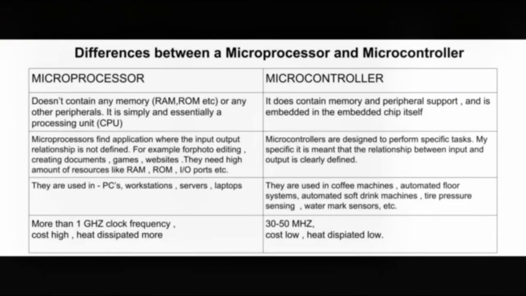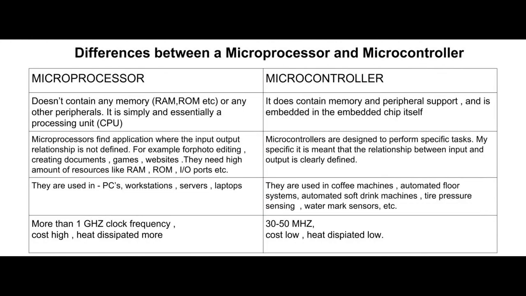Difference between a microprocessor and a microcontroller. A microprocessor doesn't contain any memory or any other peripherals. It is simply and essentially a processing unit, a CPU. A microcontroller, on the other hand, does contain memory and peripheral support embedded in the chip itself. Microprocessors find applications where the input-output relationship is not defined. For example, in photo editing, creating documents, games, websites, they need a high amount of resources like RAM, ROM, input-output ports, etc.